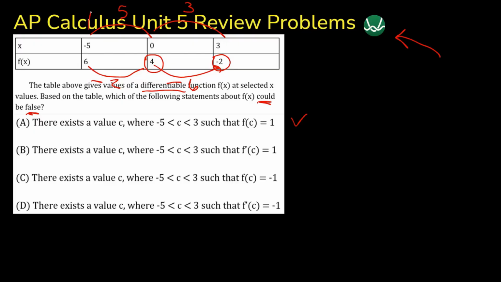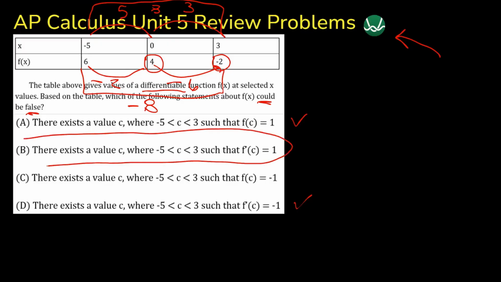And then if we go the entire interval from -5 to 3, that's a change of 8. And from 6 to -2 is a change of -8, which would be a rate of change of -1. So that actually verifies the last choice as having to be true by the mean value theorem. B could be false. We don't know if it has to be true or not, but it could be false.